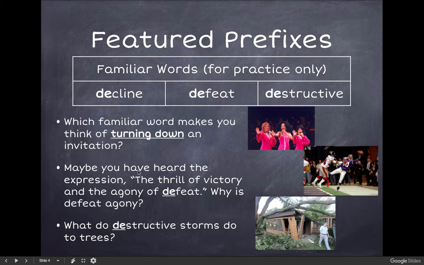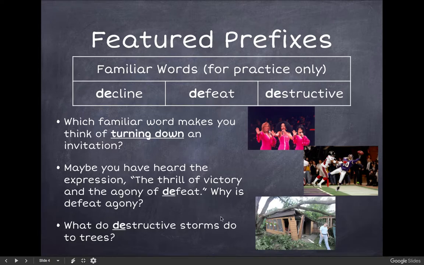And then maybe you have heard the expression, the thrill of victory and the agony of defeat. Why is defeat agony? Well, because you lost. This loss in 1998 to the Falcons was agonizing. It was painful because the Vikings had such a good chance to win. So that's why defeat is agonizing.